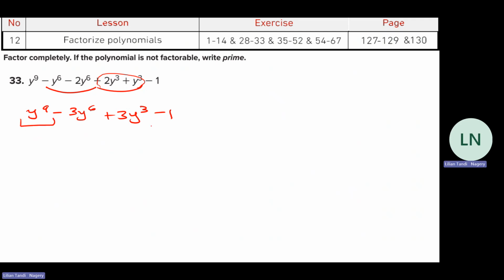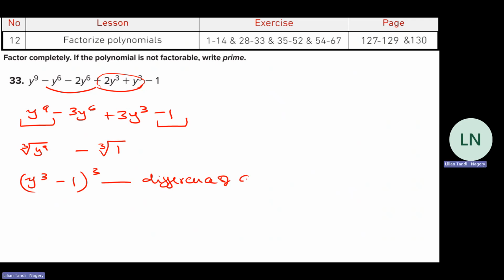Then I looked at this and this. Said cube root of y to the 9th minus cube root of 1. We're going to have y cubed minus 1. So because you did cube root, you need to put that there. So here you're going to put difference of cubes, or two cube numbers. I think that's how the rule is written.